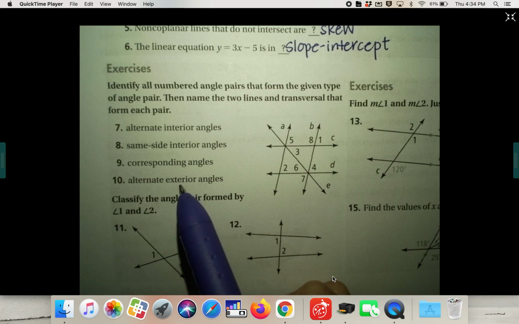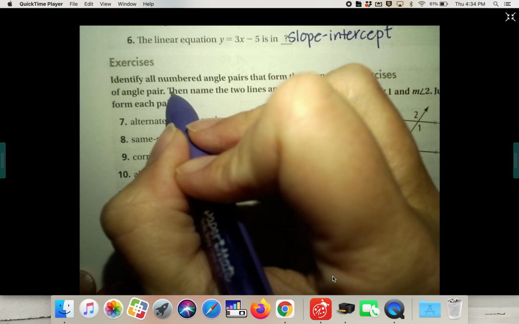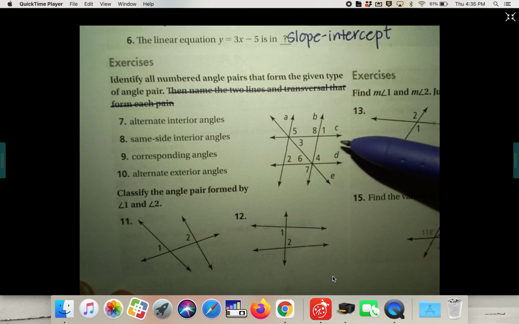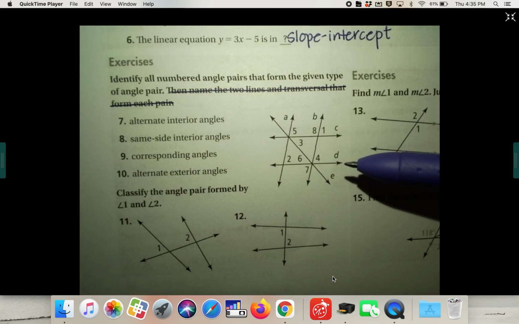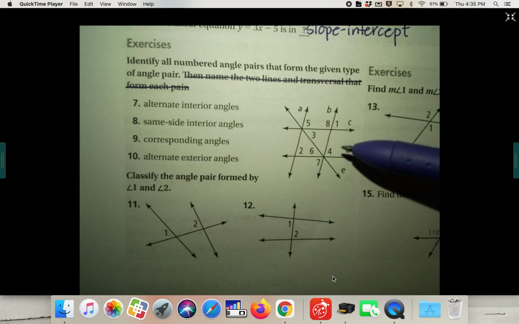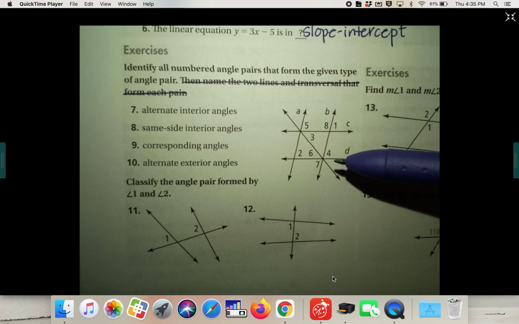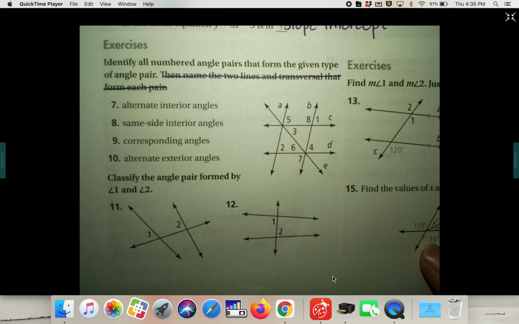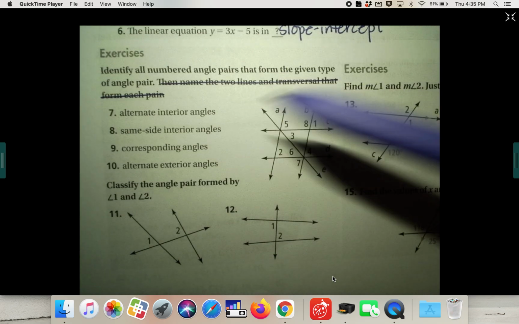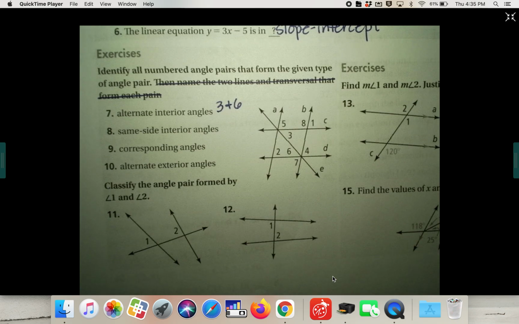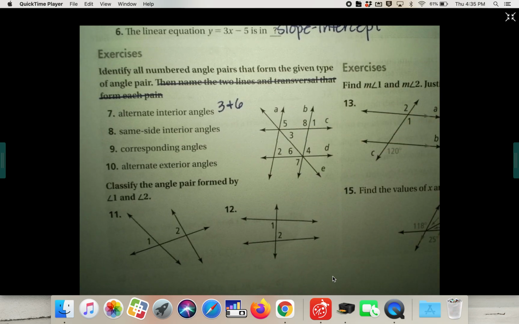All right, number 7. First of all, you do not need to name the specific lines in the transversal. And this is very hard to see. On your actual test, it only has 2 parallel lines or 2 lines cut by a transversal. It doesn't have all of these several lines. So I actually had a problem with number 8, trying to find same side interior. I was turning the paper and I couldn't really tell. So for alternate interior, I put 3 and 6. That may not be the only correct answer, but that's all I really found before just moving on.